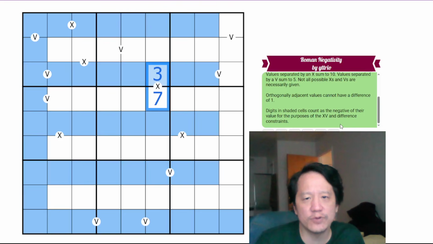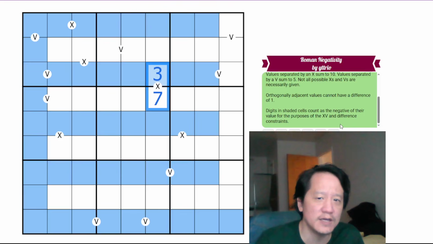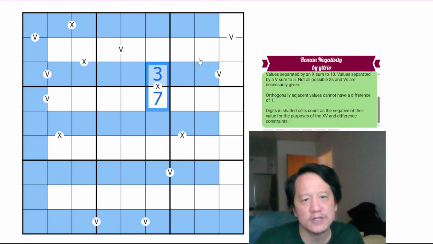Right, values separated by an x sum to 10. Values separated by a v sum to 5. And not all possible x's and v's are necessarily given. This is actually not going to work, because, anyways, we'll talk about that later.